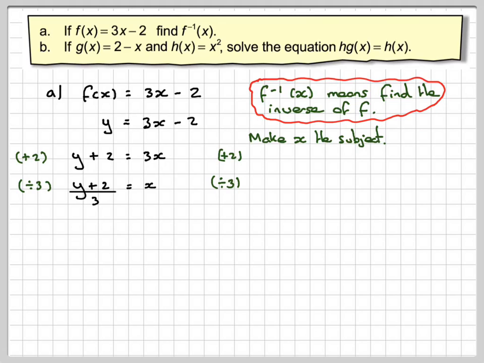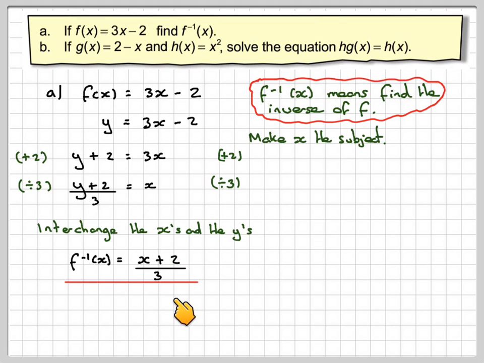And now what you do is you write the inverse function out in terms of x. So this y now becomes an x, and this now becomes f to the minus 1 of x. So for the inverse, interchange the x and the y. So f to the minus 1 of x will be equal to x plus 2 over 3. So what we've found is the inverse.